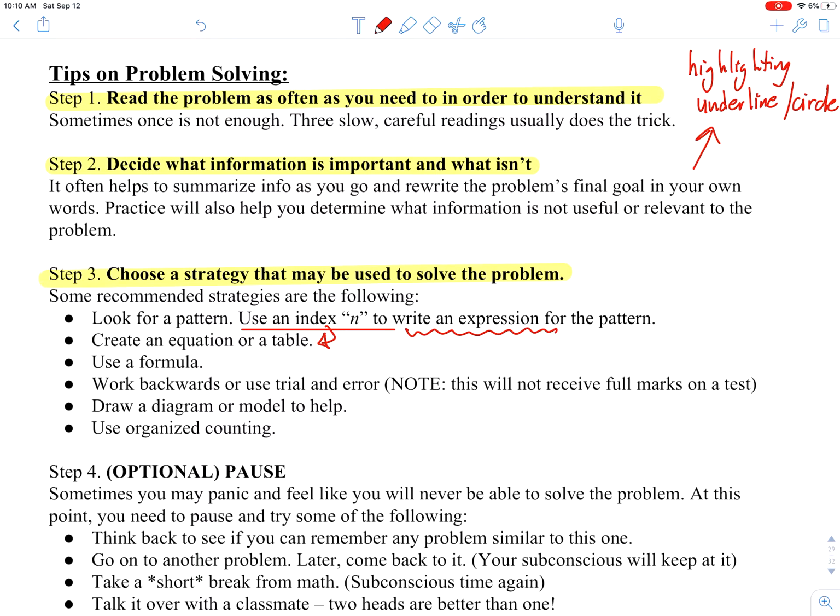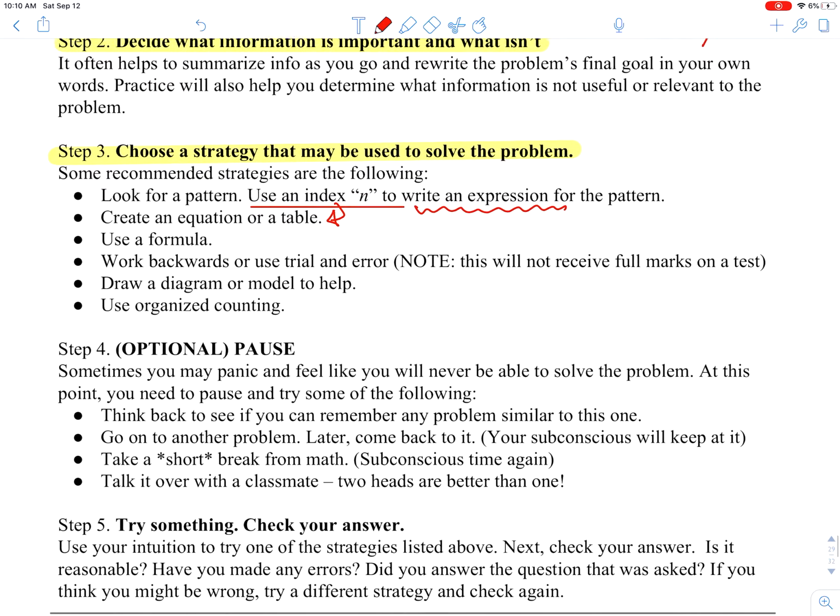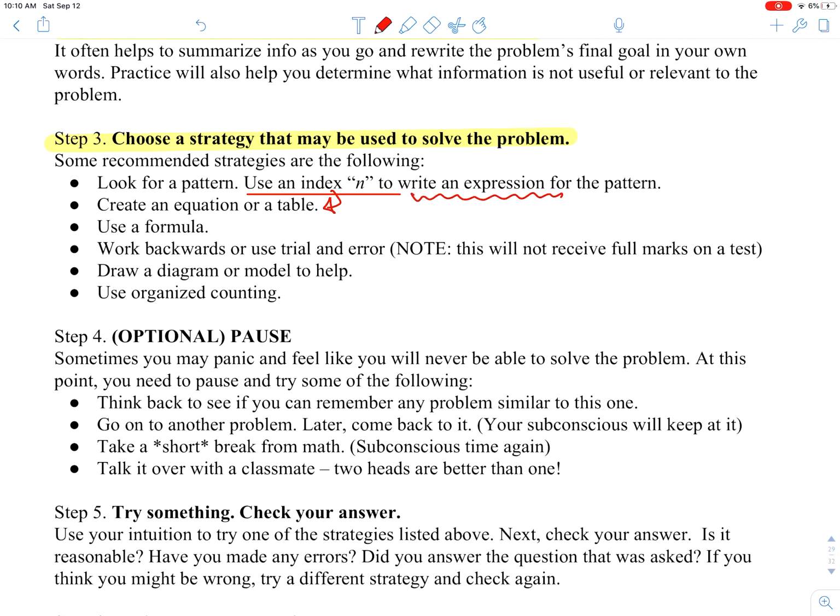Sometimes working backwards or trial and error is a good way to get an answer, but just a note that unfortunately this can't get you full marks on a test. But it would get you some, so never discount trial and error. Drawing a diagram sometimes often helps in certain problems where you're going to see more as we go through the year, or you can use organized counting, and we'll show that as well.